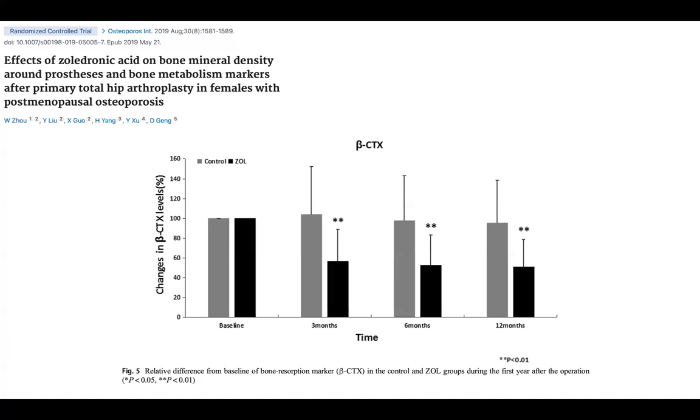We also have data on zoledronic acid looking at bone resorption. So like I mentioned earlier, we have markers of bone resorption like CTX and NTX. And many studies have reported that it can actually reduce the amount of these serum markers. So this showed that zoledronic acid had a strong suppressive effect on bone resorption markers at 3 months after surgery, and this lasted up to a year after a total hip arthroplasty.